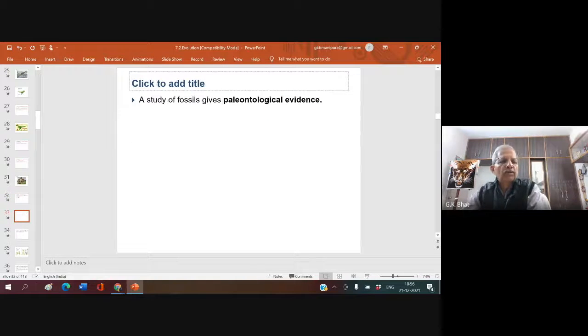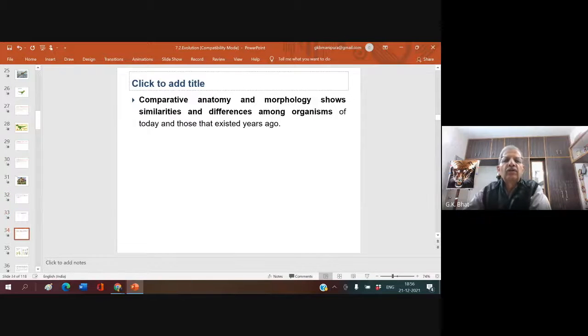So, a study of fossils shows the paleontological evidence. All these we are going to see in our next class. From here, the paleontological evidence part is over. Now, in tomorrow's class, we shall study evidence from comparative anatomy and morphology.